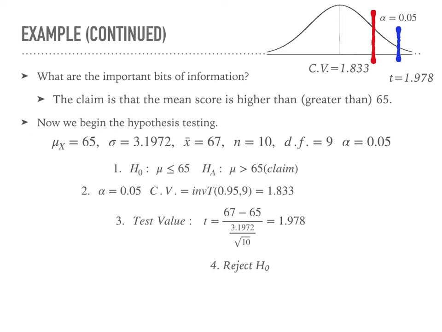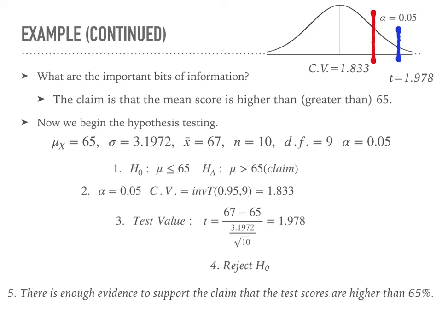Now you could also have entered all of those data values into a list on your calculator and performed a t-test using just the data. You then would have got a t-value and a p-value as well, which I did not list here, and that also would have led you to rejecting the null hypothesis. So writing your final conclusion sentence, you rejected the null hypothesis. Your claim was the alternative hypothesis, so you're stating there is enough evidence to support the claim the test scores are higher than 65%.